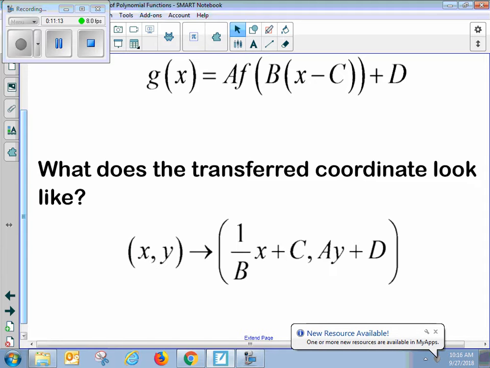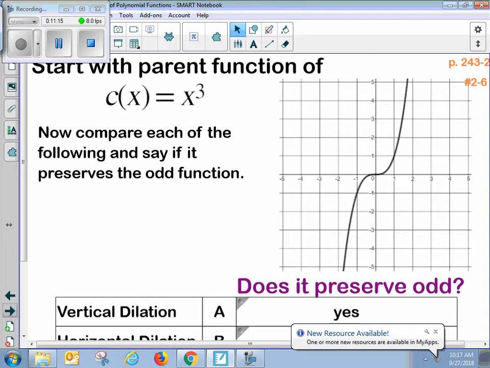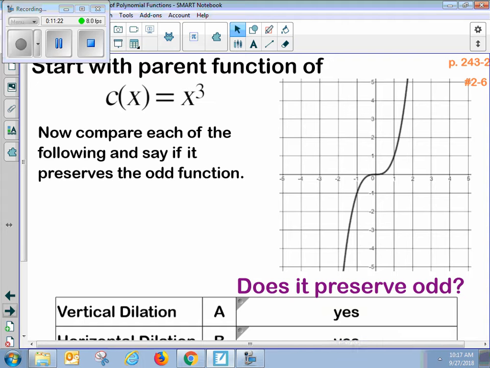Lovely. Here we go. What I want to talk about right now is what each transformation preserves, and then I'll do it with formal equations in a sec. Given x cubed right here, that's the parent, if I do a vertical dilation, remember dilation is the big word for stretch and compress, would it still be an odd function? That's the question on the floor.